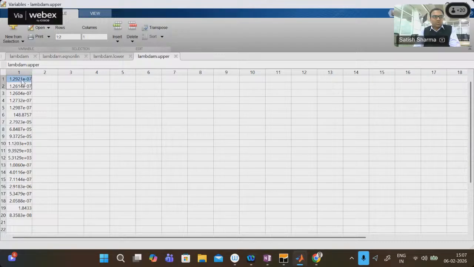These five values are very low, 10 to the power minus 7. Then the sixth value is a high value, roughly around 148. Compared to the other values, which are 10 to the power minus 7, it is very high. Then the seventh, eighth, and ninth are also 10 to the power minus 5, so we can say they are negligible. But the tenth value is again very high, like 1.1 times 10 to the power 3, much higher even than 148. So why are these values very high?